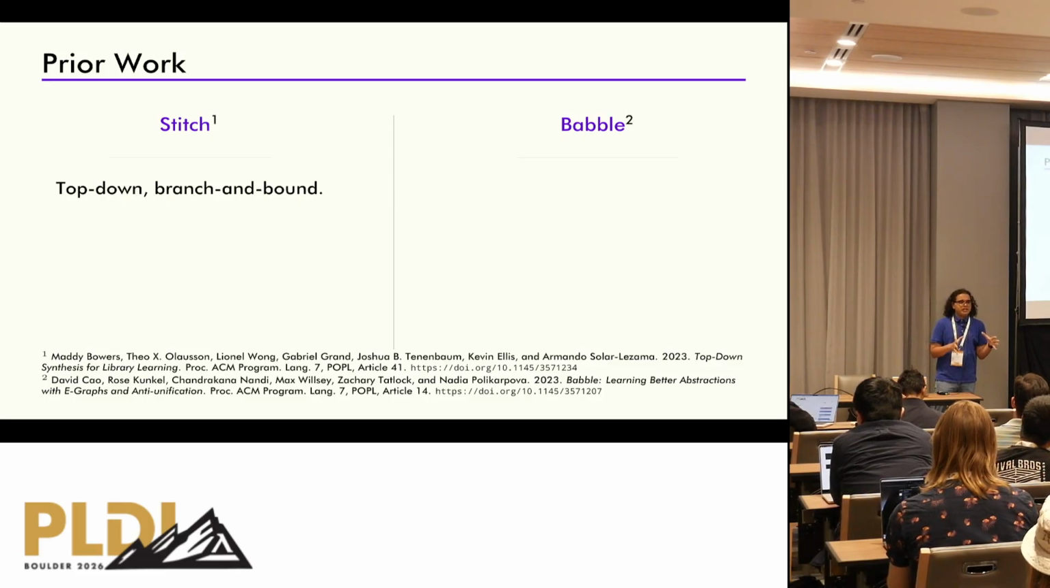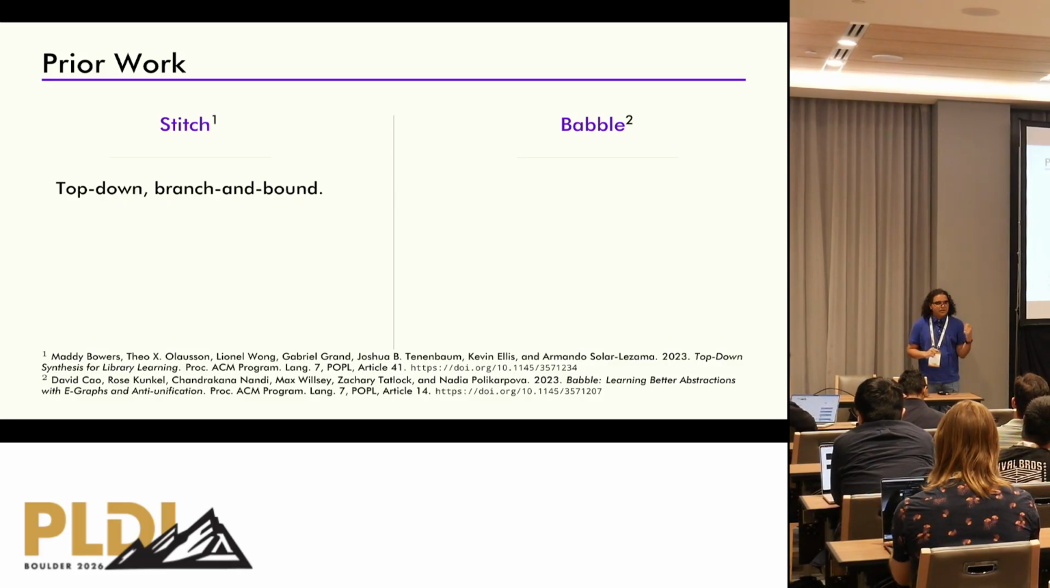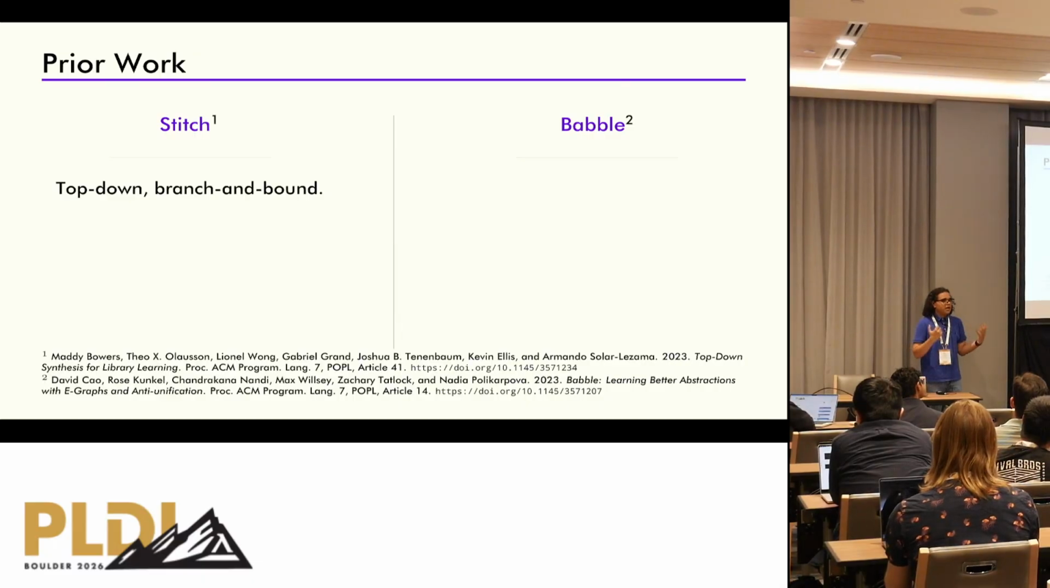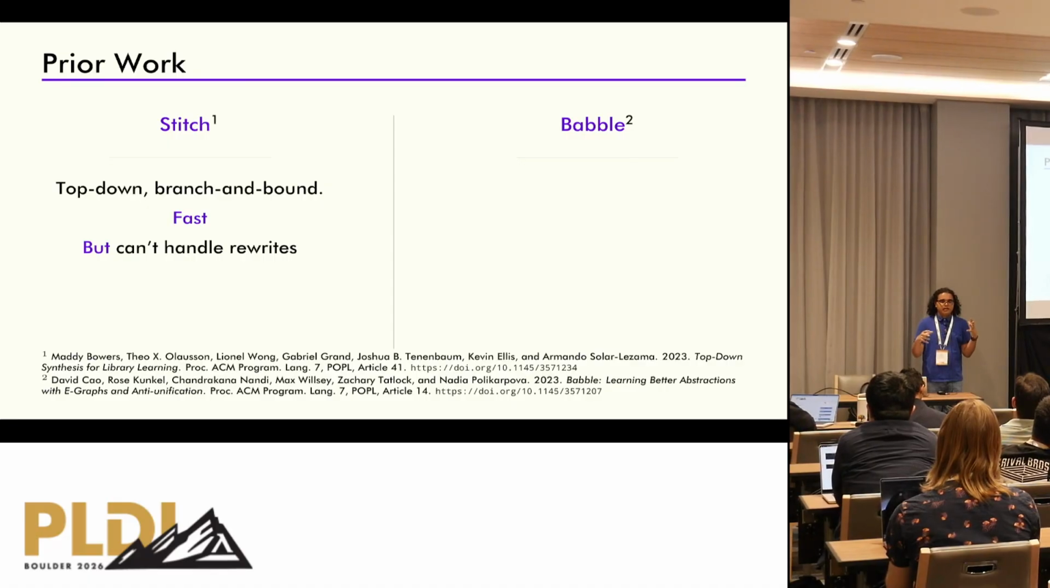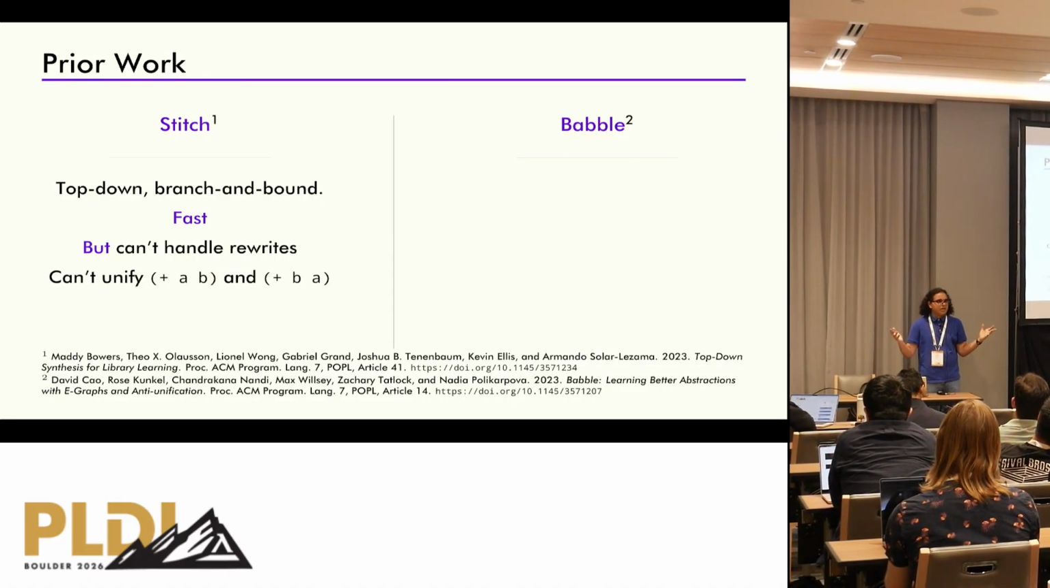There are two important pieces of prior work in this space. One of them is Stitch, which is a top-down branch and bound algorithm that is very fast, and it finds these abstractions quickly. But it can't handle rewrites. So it can't handle that plus A B is the same as plus B A. It operates over program trees and doesn't really take into account equality saturation.